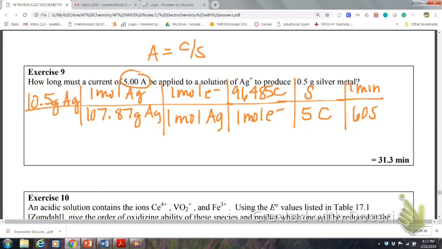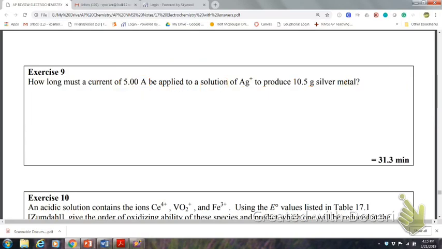So 1 divided by 107.87 times 96,485 divided by 5 divided by 60. They must have rounded, because when I did it that way I got, no, they used 31.3. Okay? And that would be in minutes. If they didn't specify, you could leave it in seconds, but we tend to think better in minutes than almost 1900 seconds. Okay? All right, let's move to the next one.